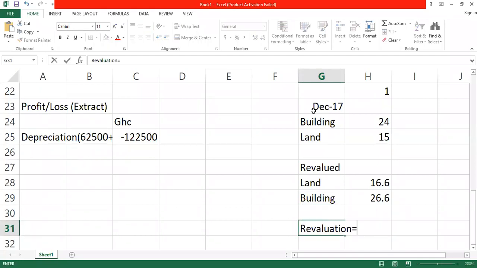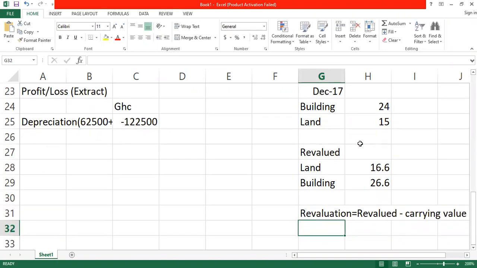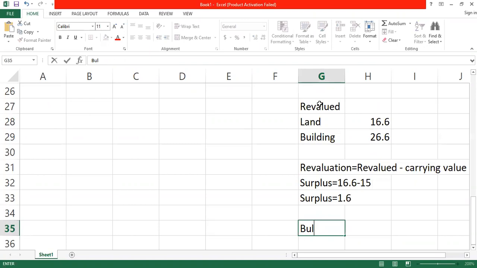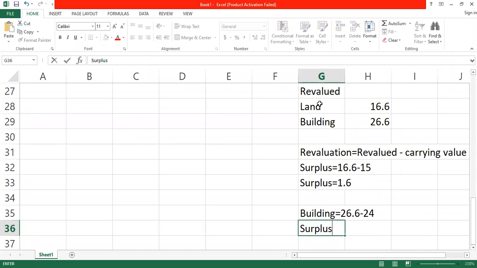Revaluation surplus or gain is calculated as the revalued amount minus the carrying amount, the carrying value as at the date of the revaluation. So let's do this for land. What will be the revaluation surplus for the land? The surplus will be 16.6 minus 15, and that will give us 1.6. Let's come to the building. What will be the revaluation surplus for the building? It will be 26.4 minus 24. That will give us 2.4.